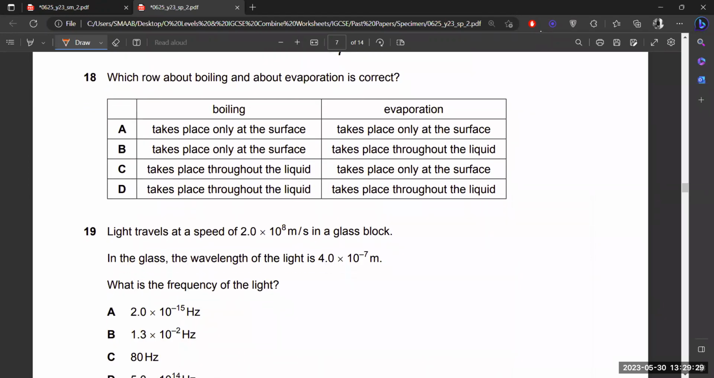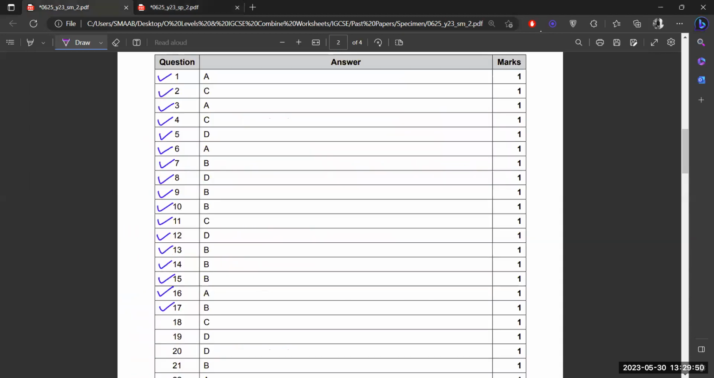Question number 18, which row about boiling and about evaporation is correct? We just need to differentiate between boiling and evaporation. Boiling takes place only at the surface, that is not possible. Boiling takes place throughout the liquid, that is possible. Evaporation takes place only at the surface. So simple choice, 18C, the basic definition of boiling and evaporation.